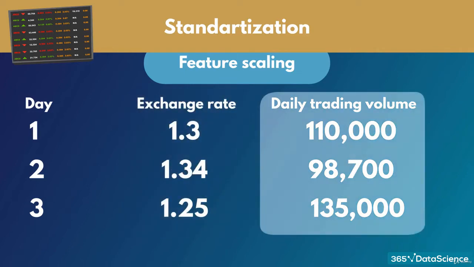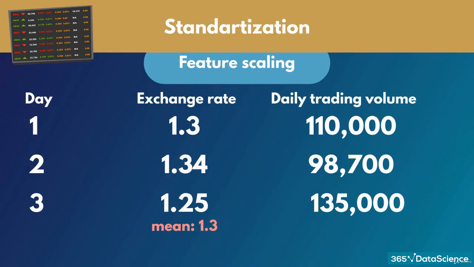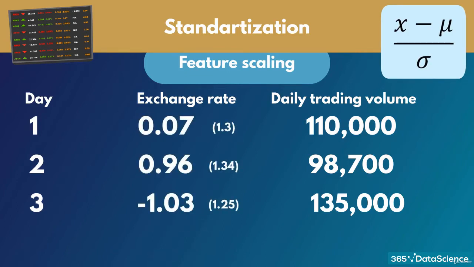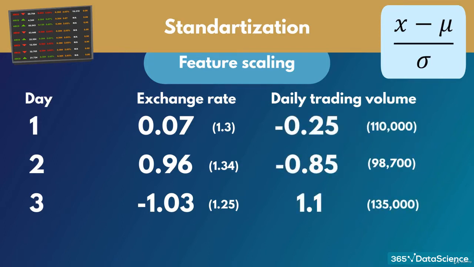Let's standardize these figures. We standardize the euro-dollar exchange rates regarding the other euro-dollar exchange rates. So, we look at 1.3, 1.34, and 1.25. The mean is 1.3, while the standard deviation is 0.045. Going through the above-mentioned transformation, these values become 0.07, 0.96, and minus 1.03 respectively. Standardizing trading volumes, we obtain minus 0.25, minus 0.85, and 1.1.